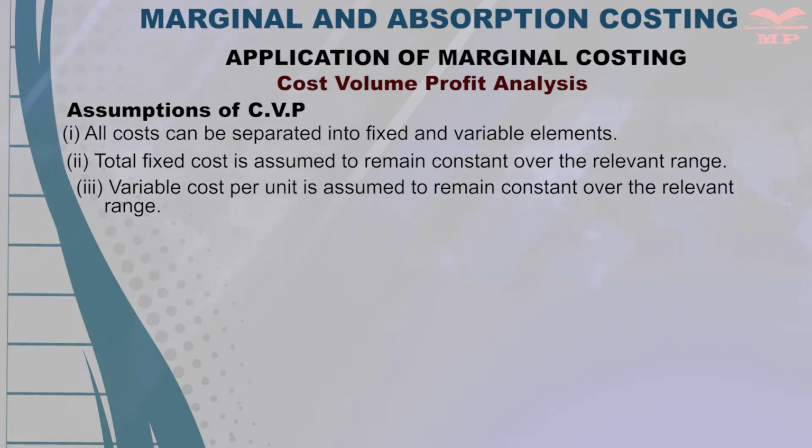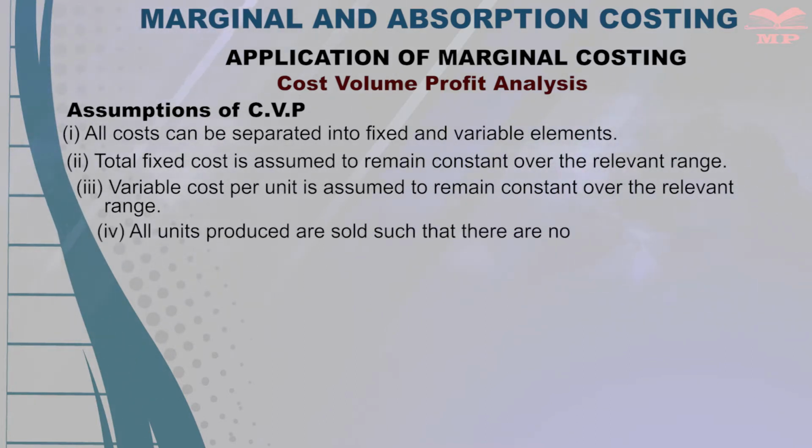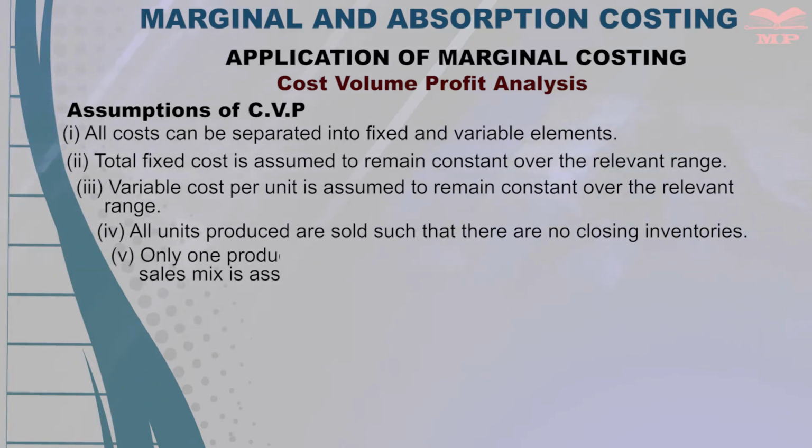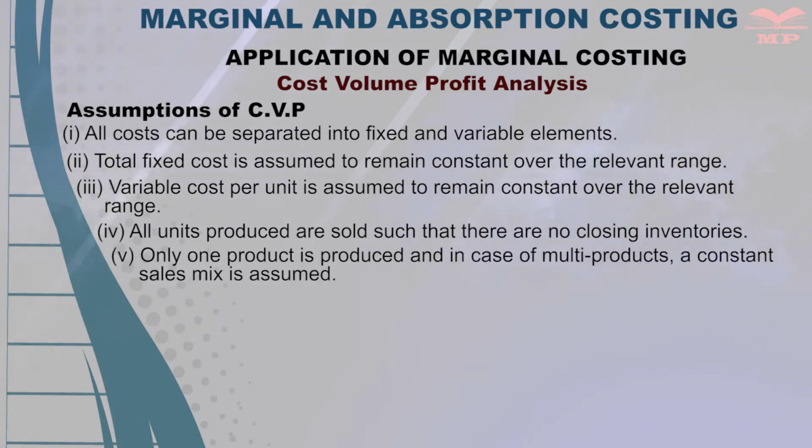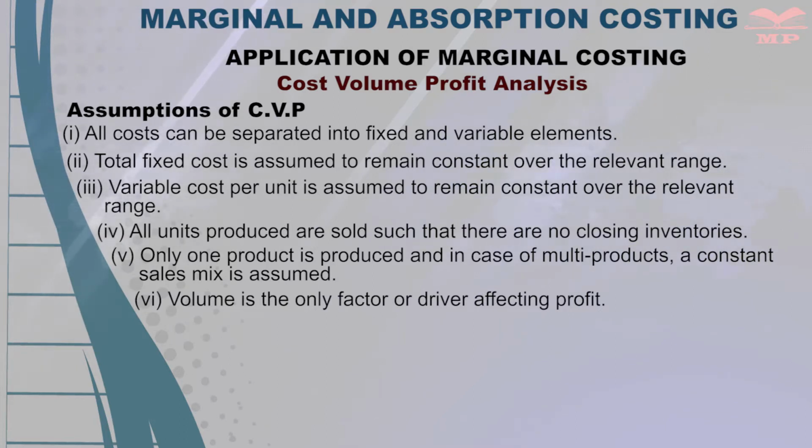Number 4, selling price per unit is assumed to remain constant over the relevant range. Number 5, all units produced are sold such that there are no closing inventories. Number 6, only one product is produced, and in case of multi-product, a constant sales mix is assumed. Number 7, volume is the only factor or driver affecting profit.